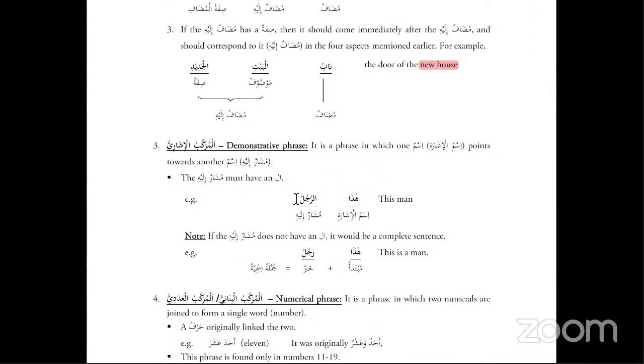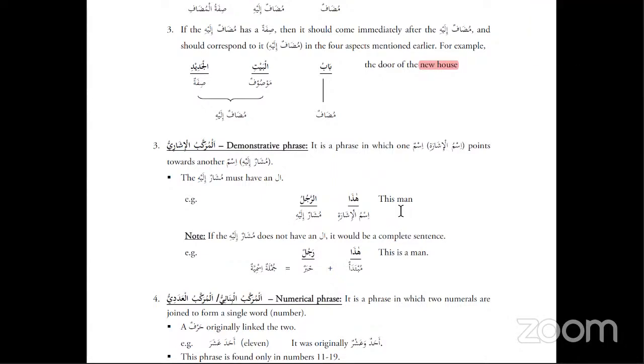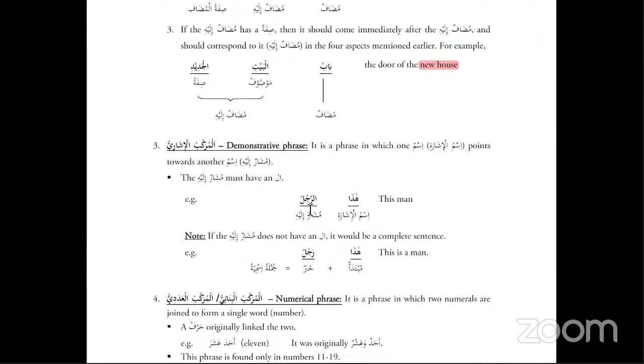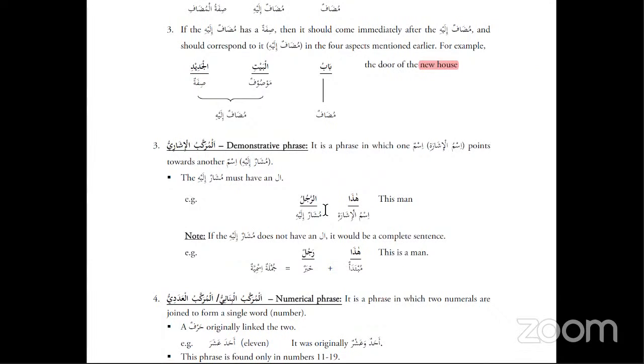Haza rajulu. So the ismul ishara is haza, this man. The mushar ilayh is ar-rajulu; it has the al. Correct. So this is translated as "this man." And if there is no alif lam with rajul, then it is hadha rajulun, this is a man. Okay. But hadha ar-rajulu, this man.